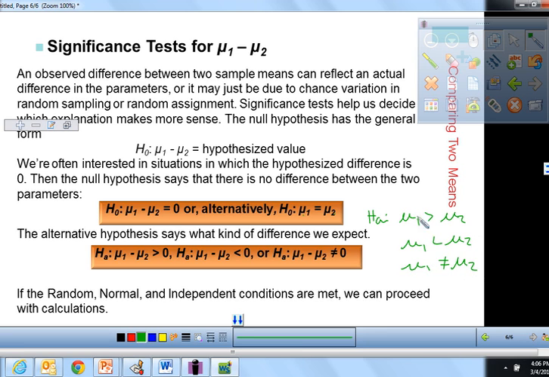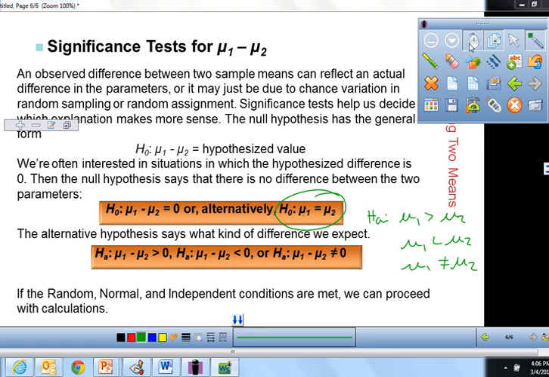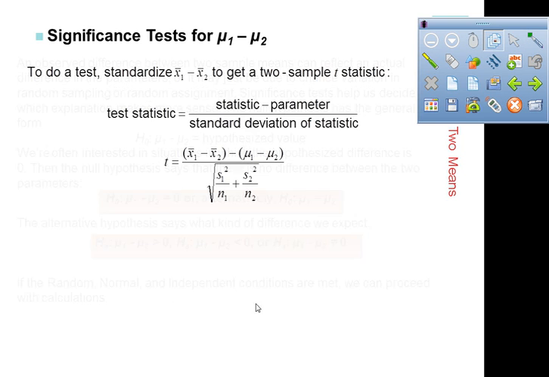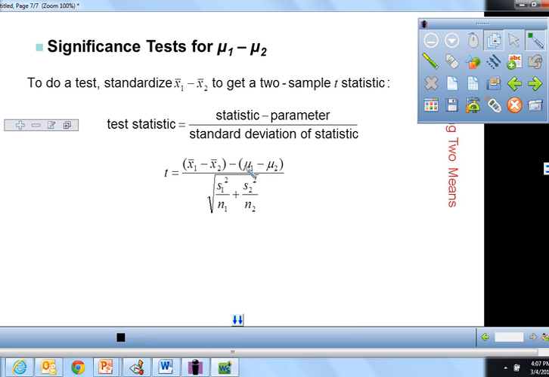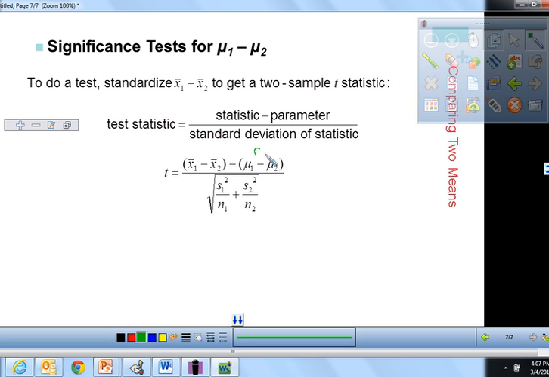These are the formats that I use, but remember, we always assume that they're equal because we're assuming that there's no difference. Here's our formula: statistic minus parameter over the standard deviation of statistic. Remember, the hypothesized value is always going to be 0, so anything minus 0 is just itself. So really it's this over this. That's going to be our statistic for the difference of 2.